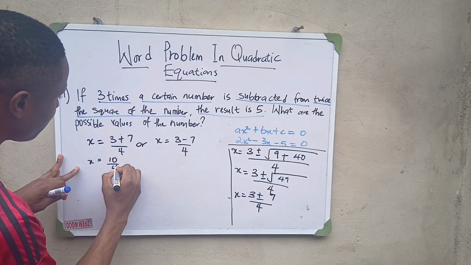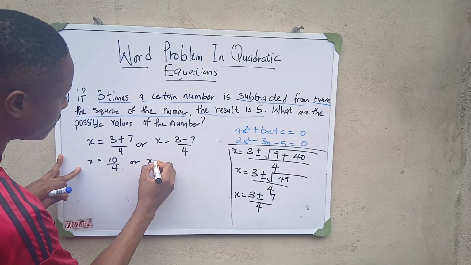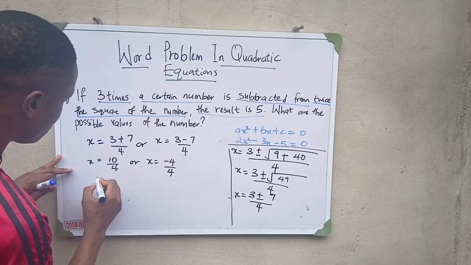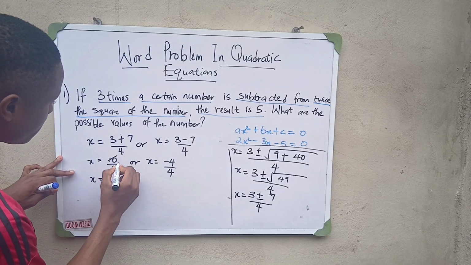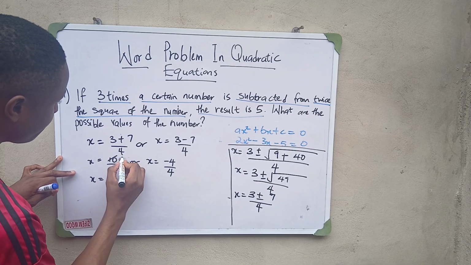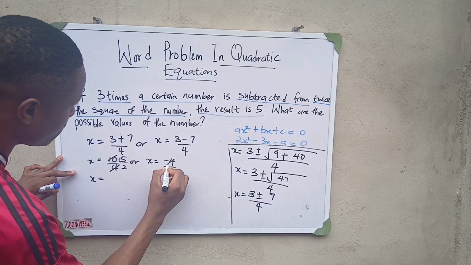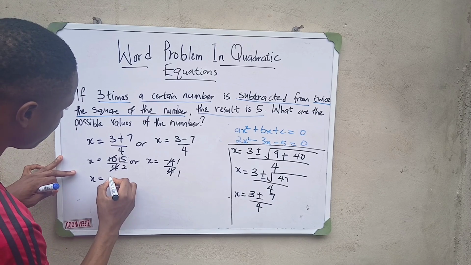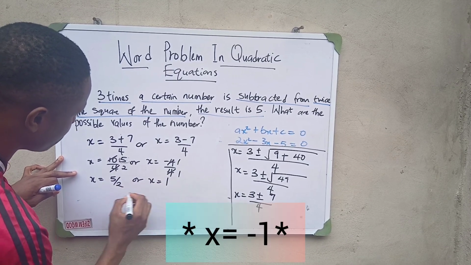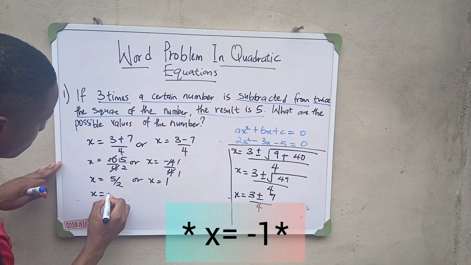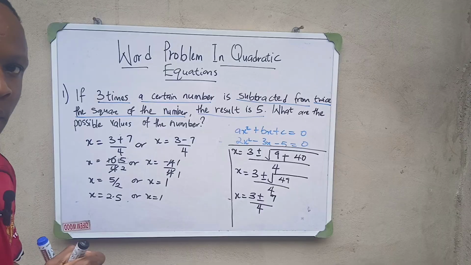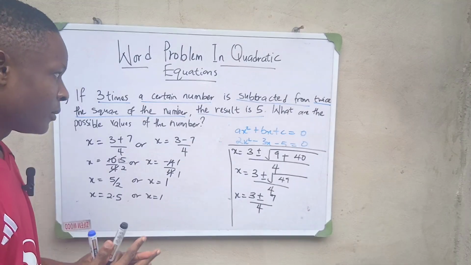So we have 10 over 4, or x is equal to 3 minus 7 is minus 4 all over 4. So x is equal to, this cancels, this is 5, this is 2, this cancel 1, this cancel 1. So we have 5 over 2, or x is equal to 1. So in decimal, x is equal to 2.5, or x is equal to 1. So these are the possible values of the number.